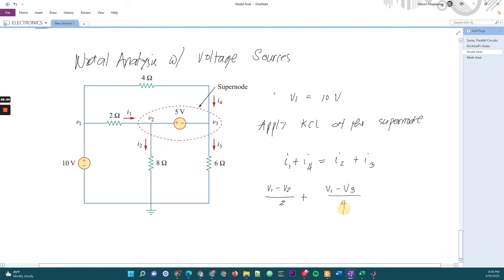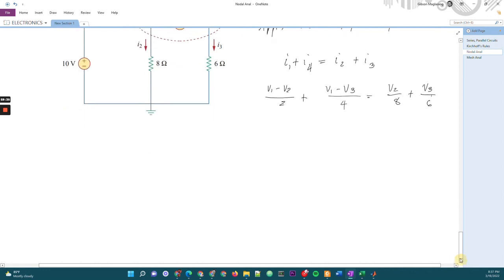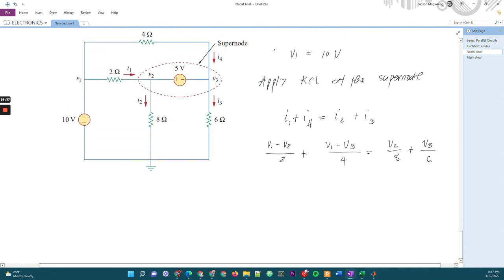For your I4, this is the direction, so V1 minus V3, its resistance is 4 ohms. Equals, your I2 is just V2 over 8. Right? Plus your I3 would be V3 over 6. Okay? So we have this expression.